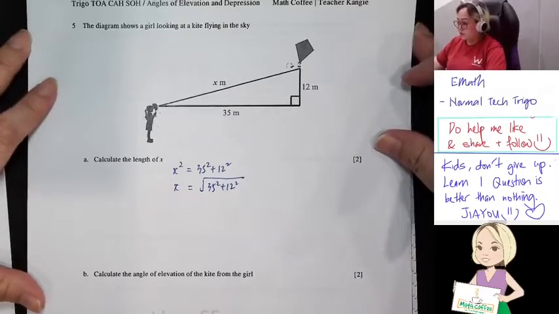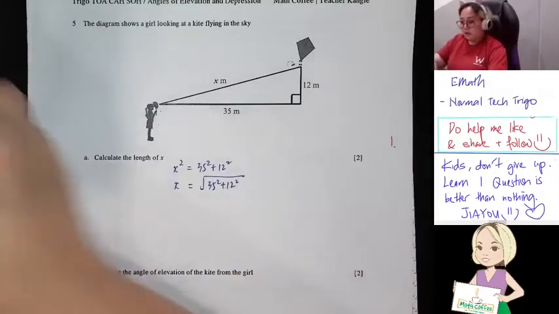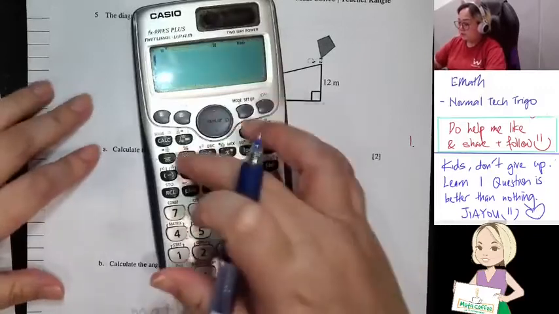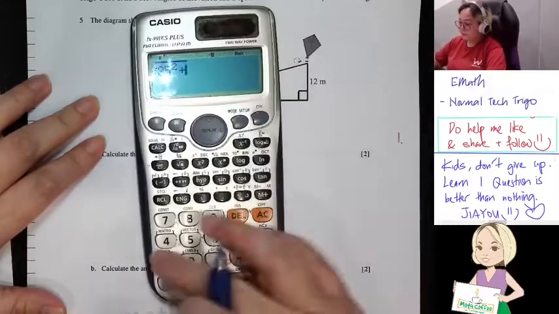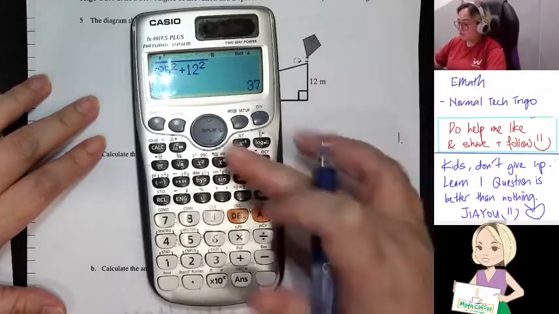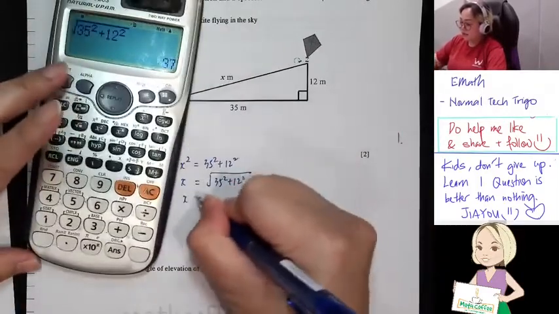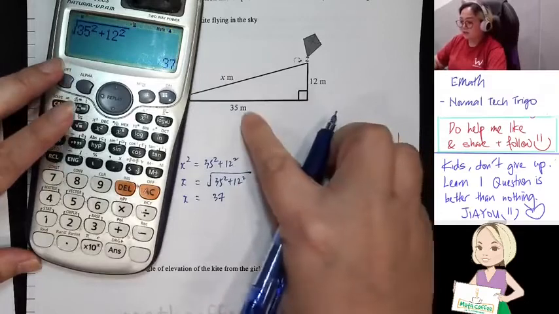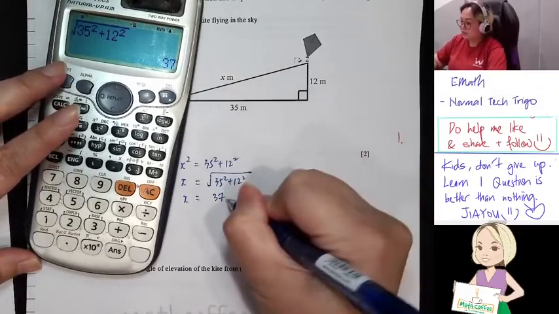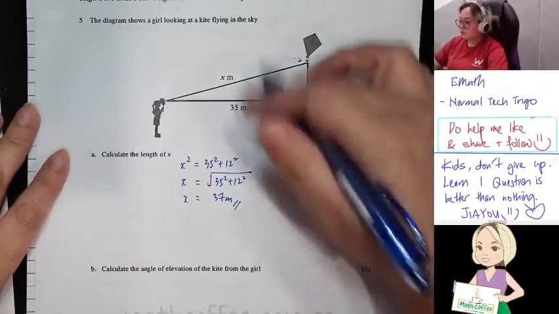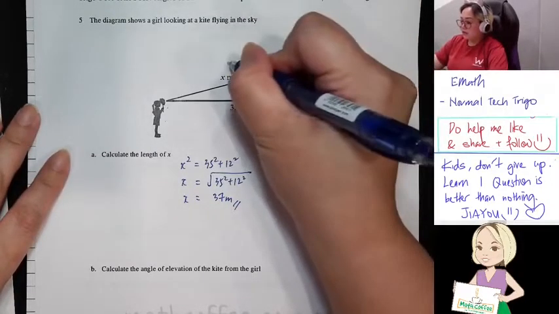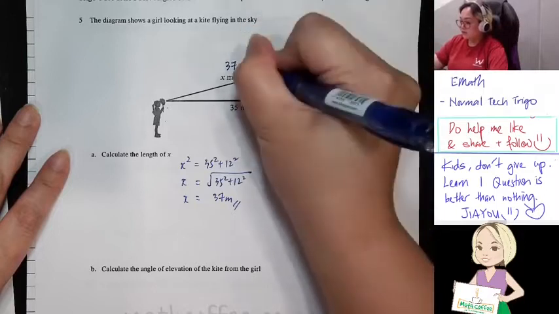Okay. So this one, press calculator. Square root, 35 squared plus 12 squared. So you get 37. So my x is equal to 37, and take a look at the unit, it's meter. So it is meter. So fill up the diagram. This is 37 meter.